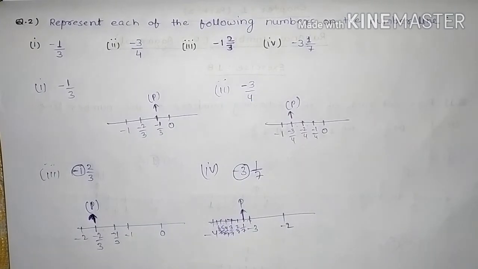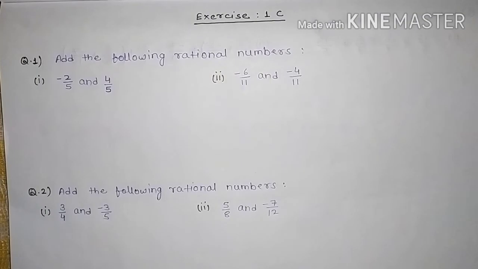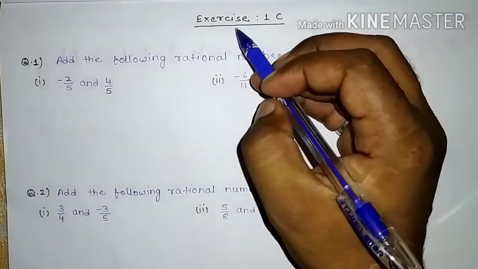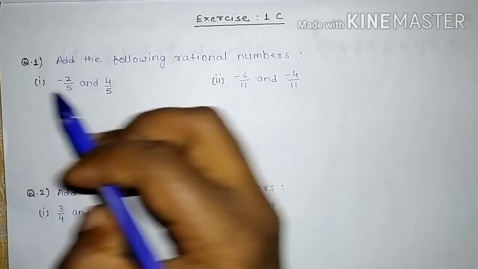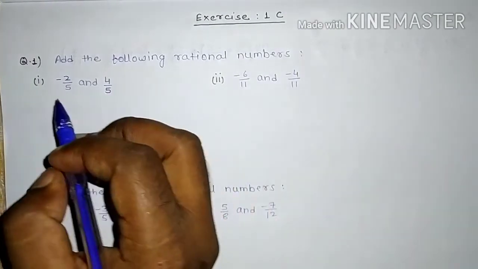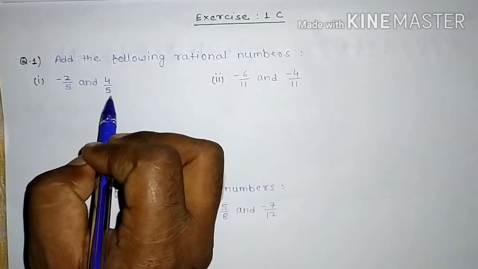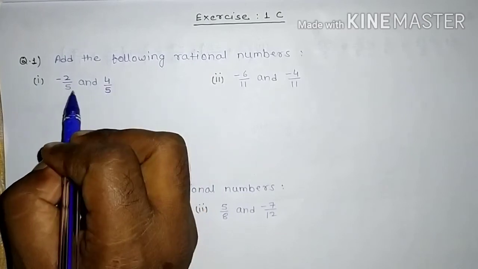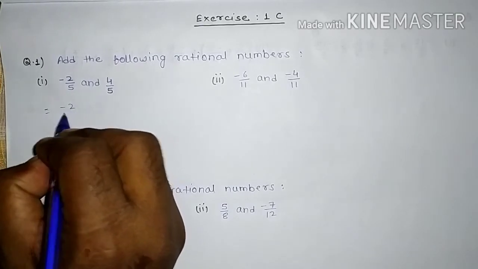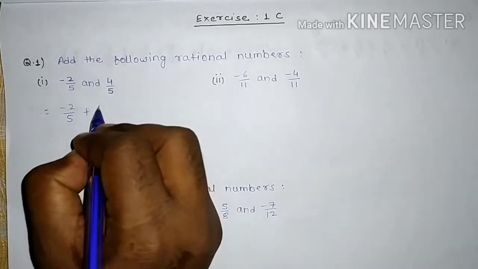Now the next question, that is question number 3. Here we will discuss the next exercise, that is exercise 1C. Question number 1. Add the following rational numbers. Here -2 by 5 and 4 by 5. Two rational numbers are given and we have to add this. So -2 by 5 plus 4 by 5.